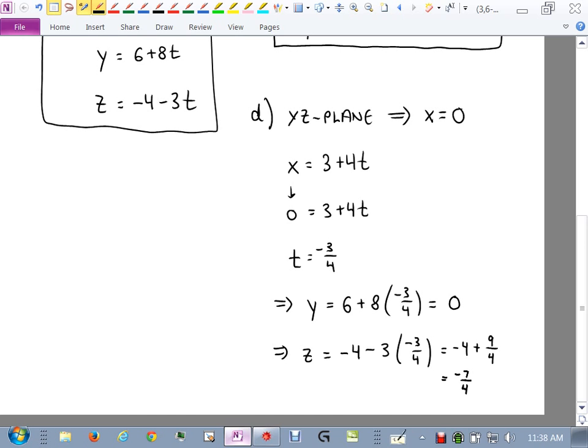So what's the point? 0, 0, negative 7/4. It actually lies on the z-axis, doesn't it? It just so happens to lie on the z-axis. You won't always have 0, 0 for two of them.